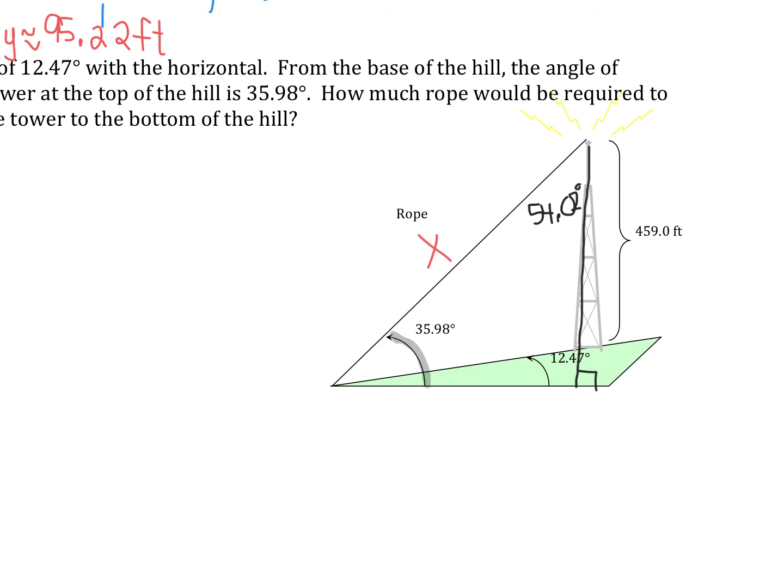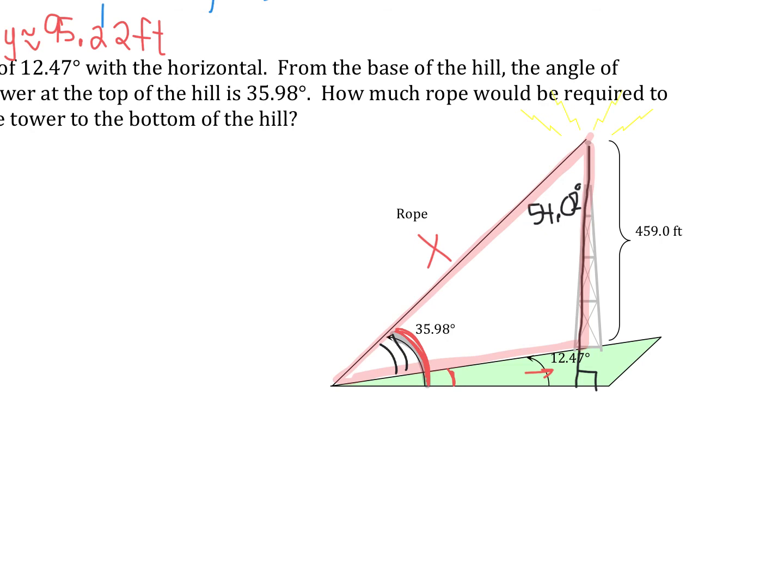degrees. So what's a little tricky here is we have that this is 459. That is only this side of the triangle. We are looking for x, and then we have this length. So the trick to problems like this is to find this angle right here. Well, if the entire thing is 35.98, this piece of it, even though it's written over here, this piece of it is 12.47.